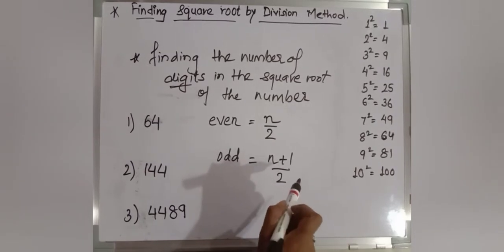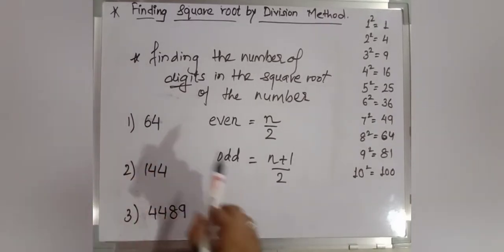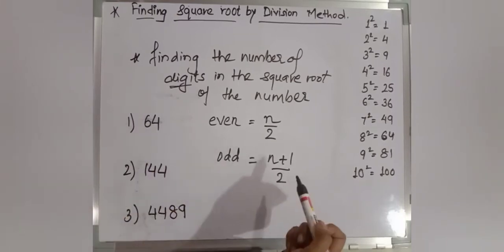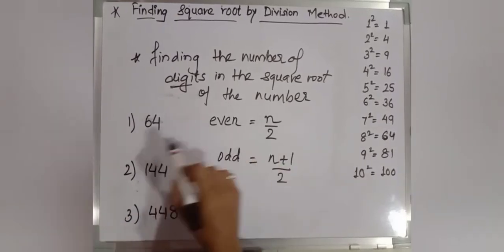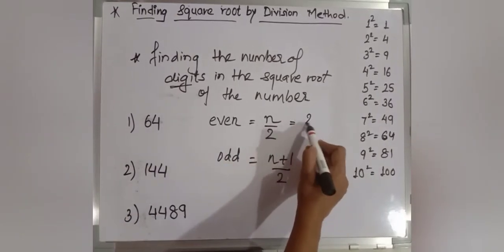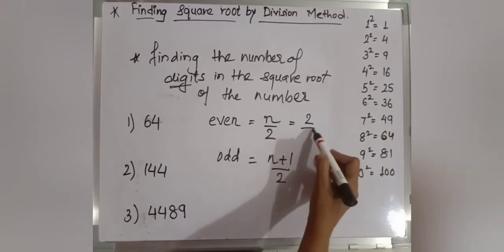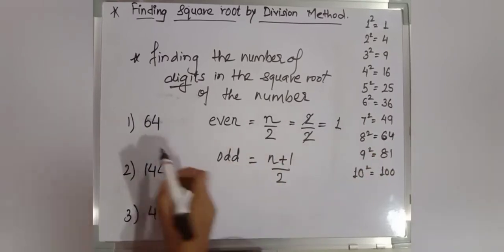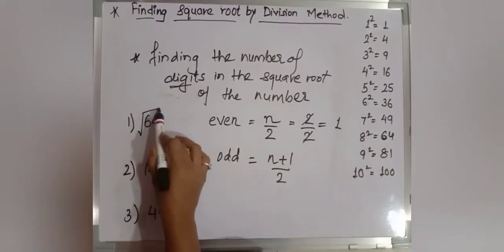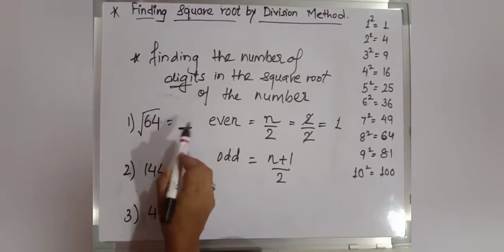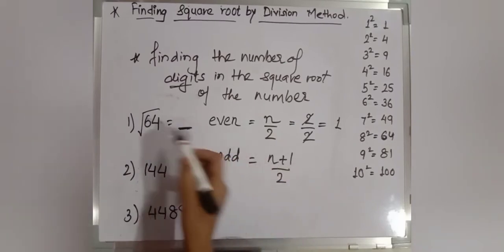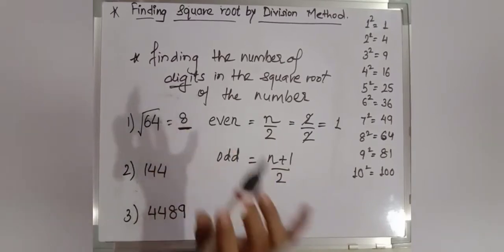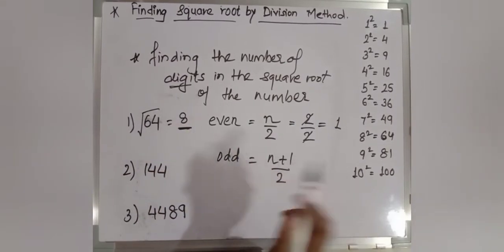Let's go with the example number 64. Here 64 is a 2-digit number, that is an even number of digits. We will take the formula n upon 2. So the number of digits n is equal to 2, so 2 upon 2. Dividing, 2 ones are 2, we get 1. That means the square root of 64 will be a 1-digit number. We also know that 8 into 8 is 64. The square root of 64 is 8, that is a single digit.